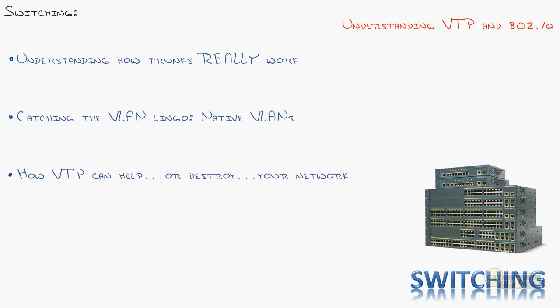So how to look at trunks and how they really work, and that there's really a secret sauce behind them called 802.1q. We'll look at a concept of the native VLAN, and then finally look at VTP, how it can help or destroy your entire network.